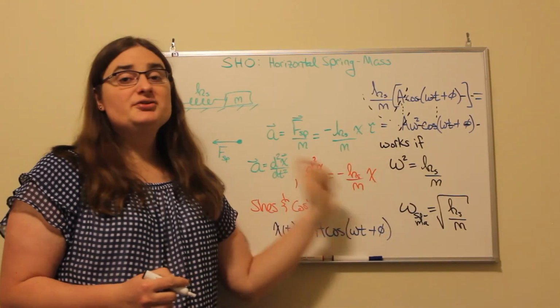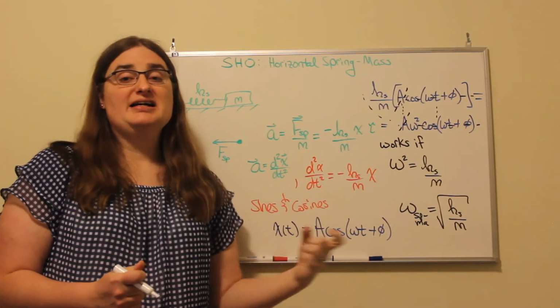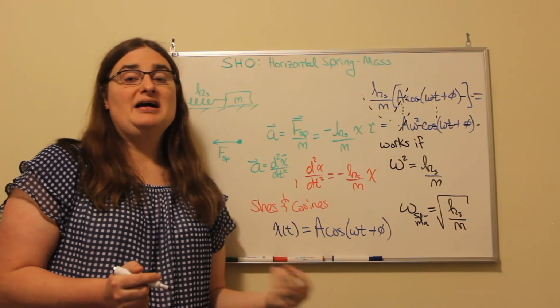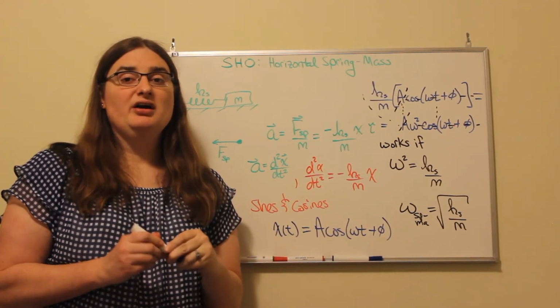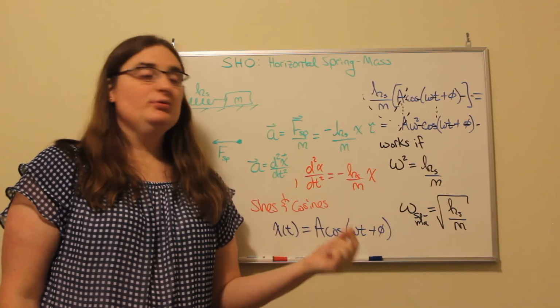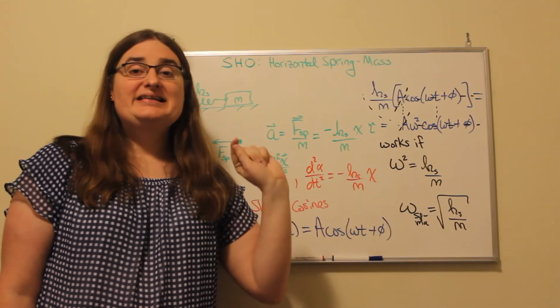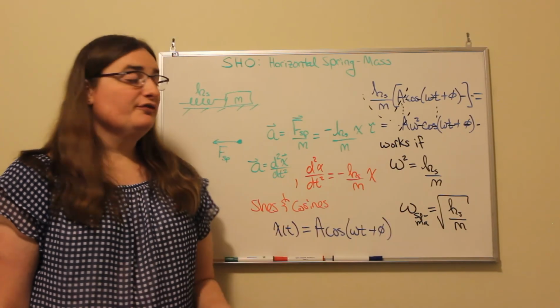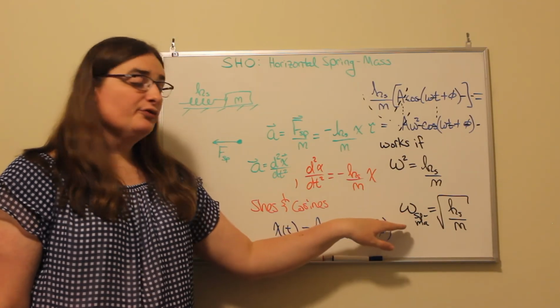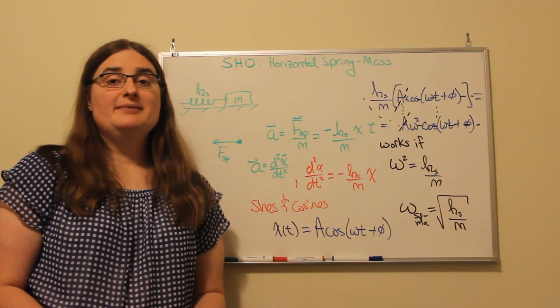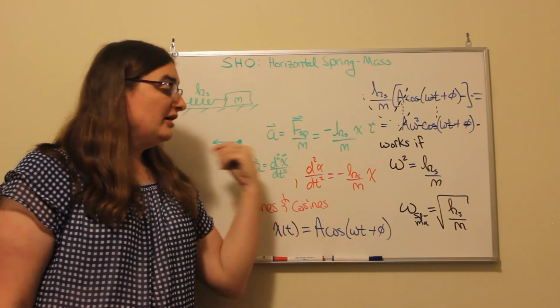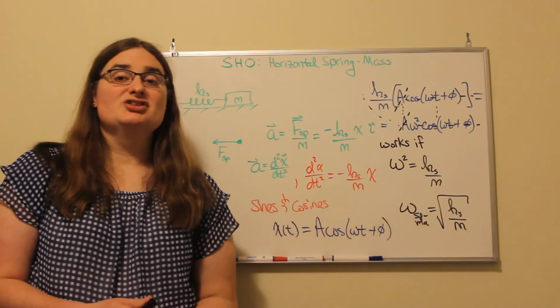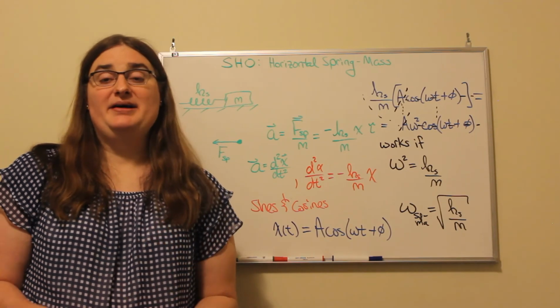And this is something you see with every simple harmonic oscillator. All simple harmonic oscillators have a quantity that we call the natural frequency omega that's set by applying Newton's second law to the problem. So for the spring mass, our natural frequency for an undamped spring mass system mounted horizontally is going to be the square root of the spring constant divided by the mass.